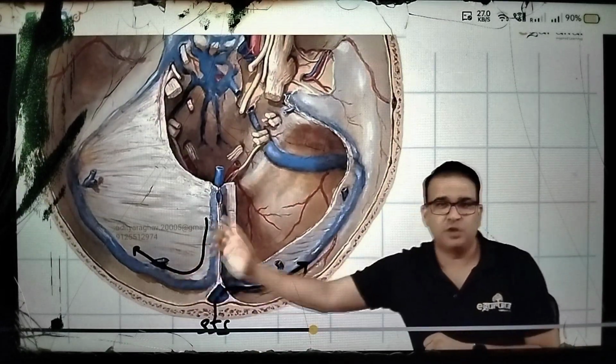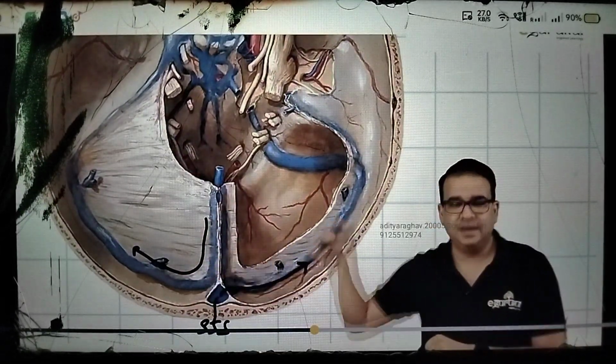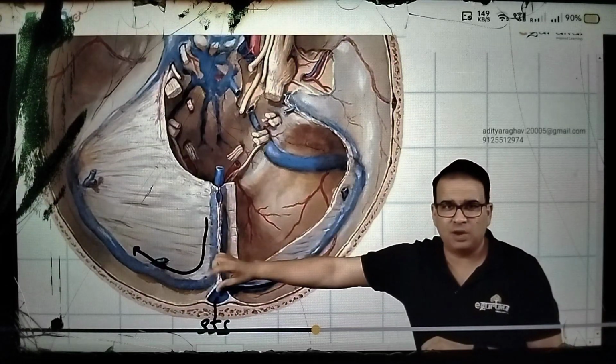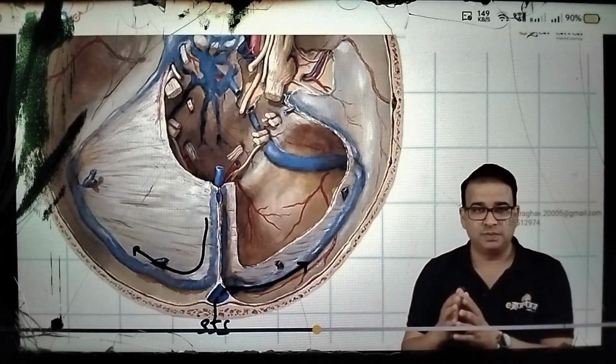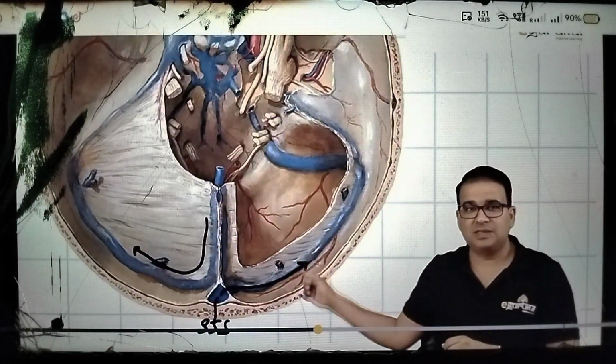The left transverse sinus is mainly the continuation of the straight sinus. It goes like this, turning to that side; superior sagittal comes like this, and it goes to that side. Yes, they are all connected. That's why we call it confluence. But the question is about major continuation. And that is the reason the right transverse sinus is larger than the left transverse sinus.